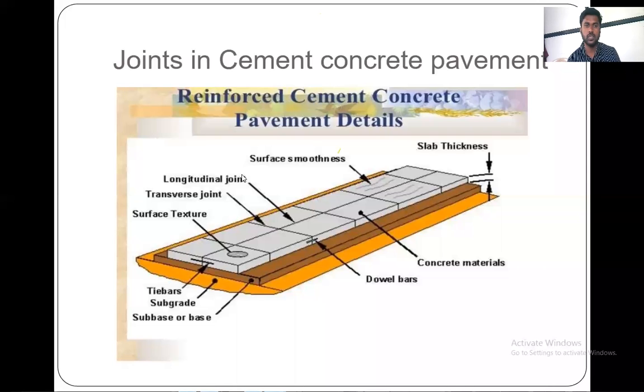Okay, so see here in this joint figure, the different joints are shown: the longitudinal joints, the transverse joint, slab thickness, concrete material, dowel bars, where they should be placed along the longitudinal joint, and where the tie bars should be placed. And the different layers are also shown here.